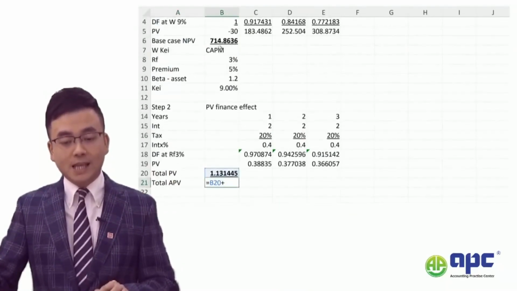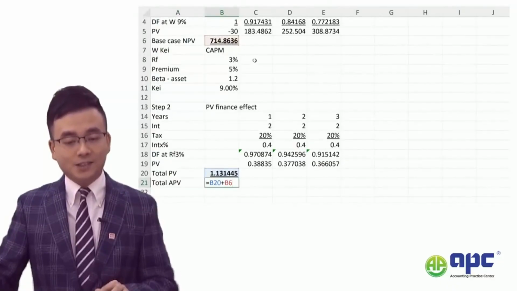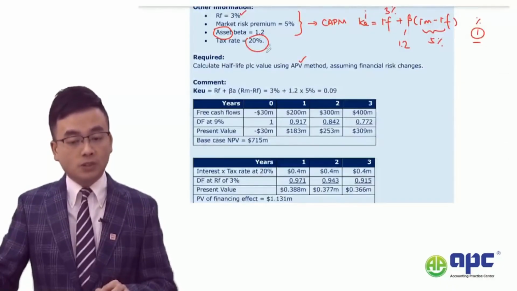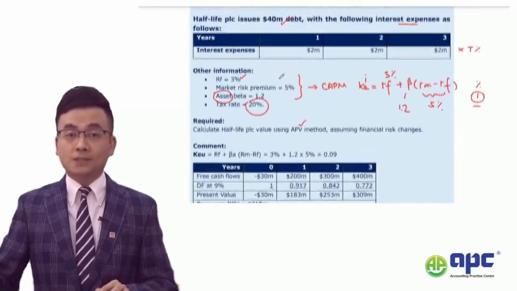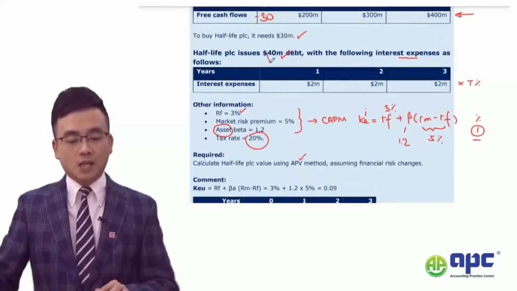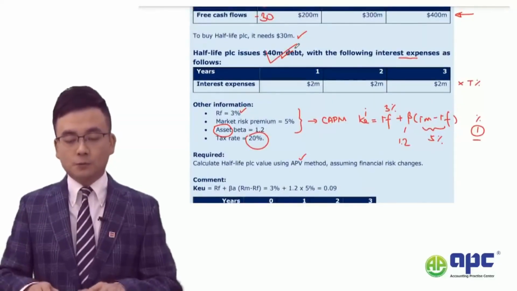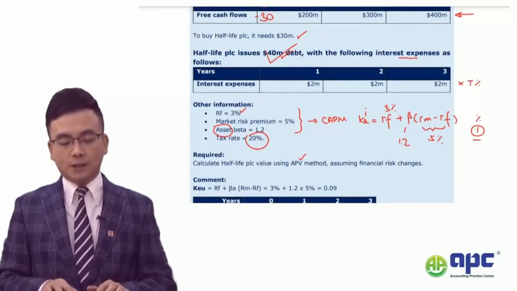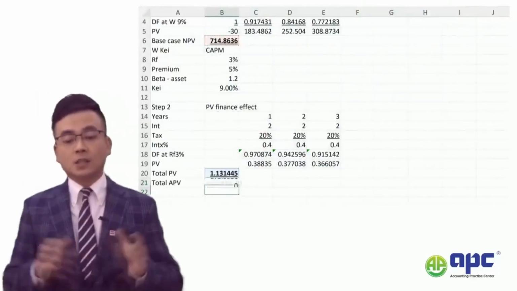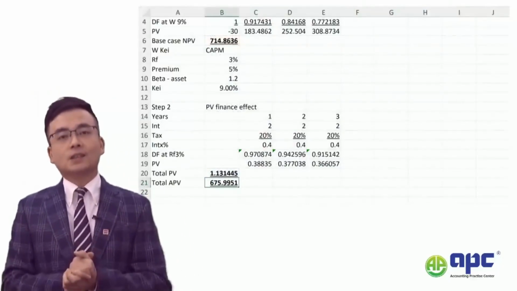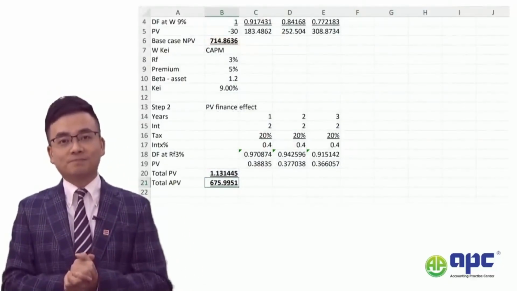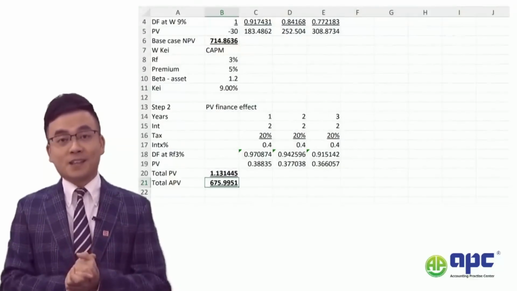But don't forget, it has debt. It has debt of 40 million. When we are valuing a business, we only focus on equity. And this is why we need to minus $40 million there. So the value of Half-Life PLC will simply be 675. Hope you're happy about the APV calculation.